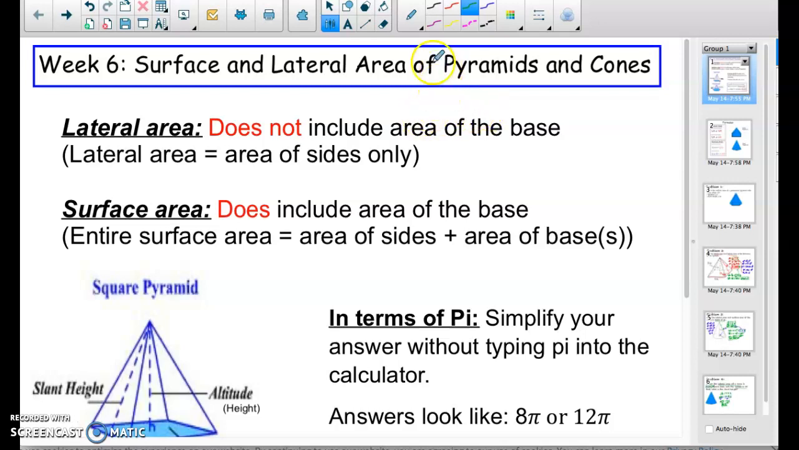Hi everyone, today we are going to be talking about the surface area and lateral area of pyramids and cones. First, let's review that vocabulary. Lateral area means area of the lateral sides only, not the base. And surface area is the area of the entire surface, the sides and the base or bases.